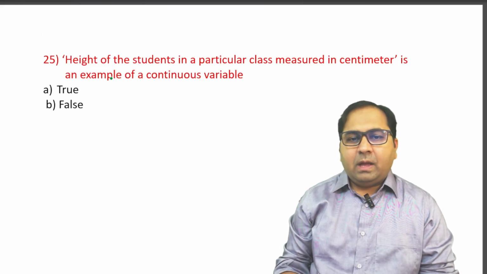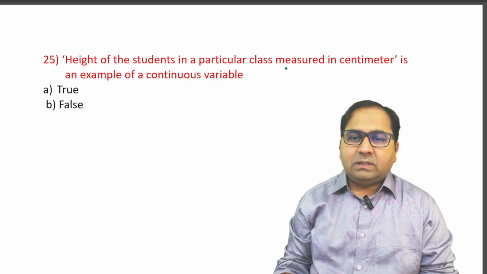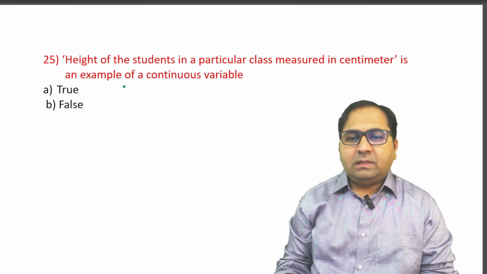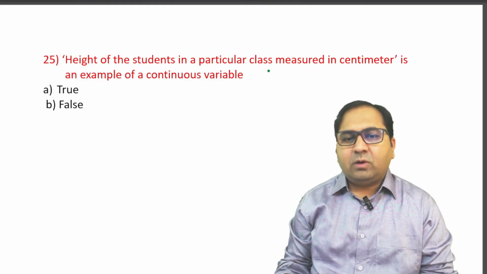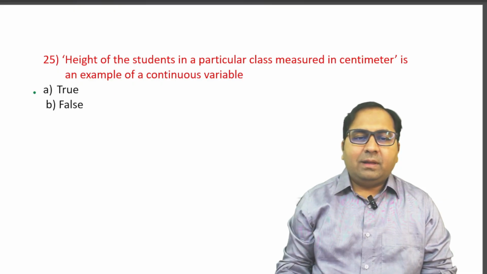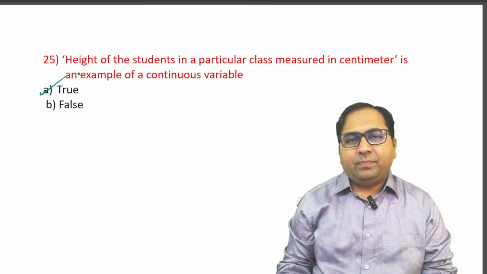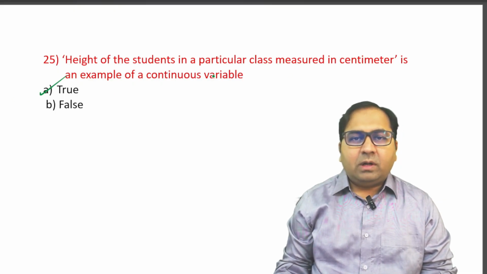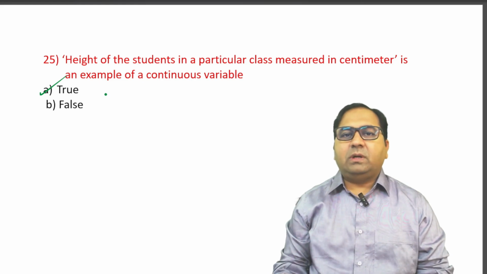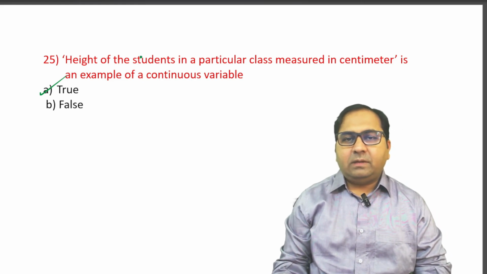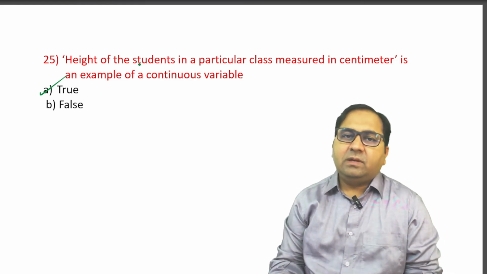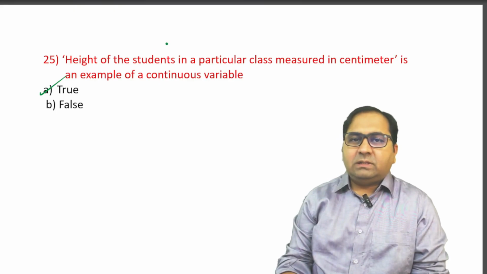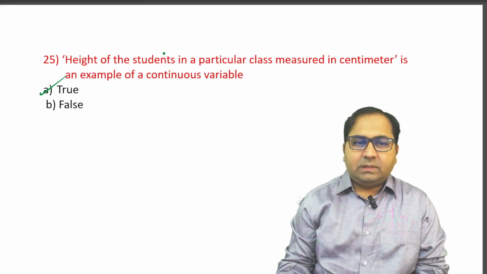Next question. Height of the students in a particular class measured in centimeters is an example of a continuous variable. Is it a true statement or a false statement? It is a true statement. If you have a confusion on the types of variables, please go to question number 1 and see it thoroughly. We have done an extensive description and discussion on the different types of variables.